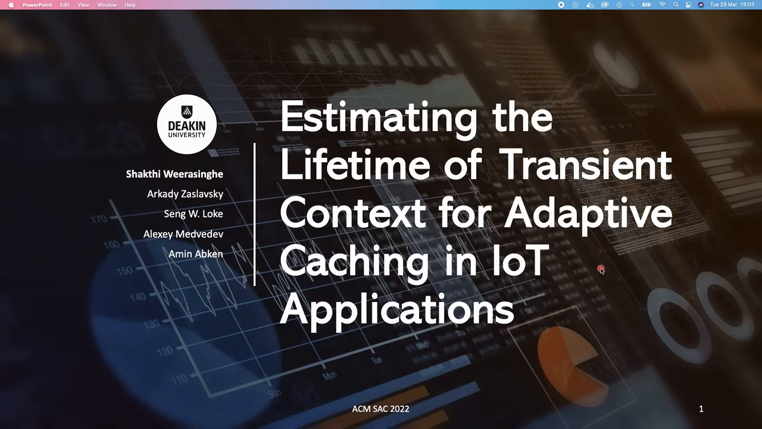Hello all, I'm Shakti Veerasinghe and I'm a PhD student at the School of Information Technology at Deakin University. Today I'm presenting our work on the topic estimating the lifetime of transient context for adaptive caching in IoT applications with my supervisors Professor Agadi, Professor Singh, Dr. Alexei and Dr. Amin.